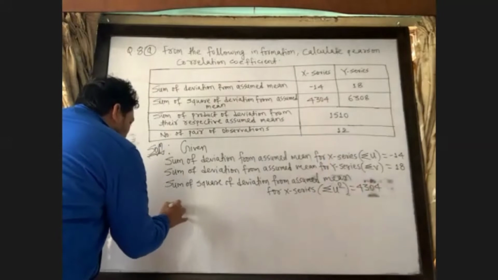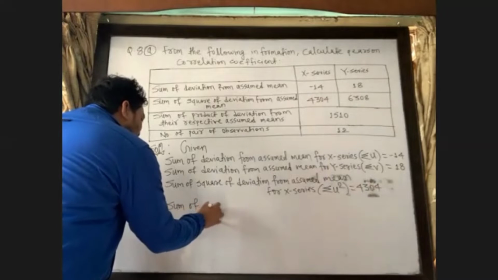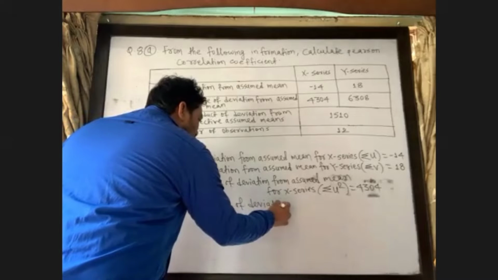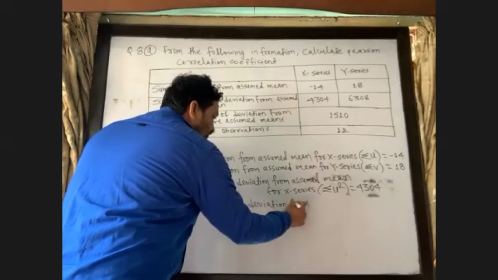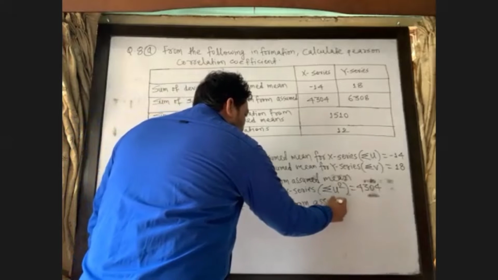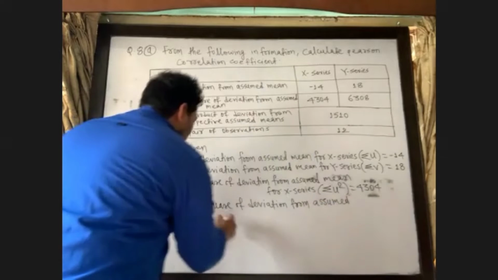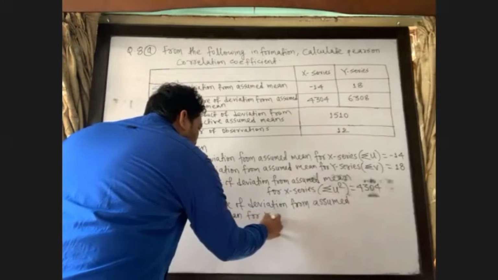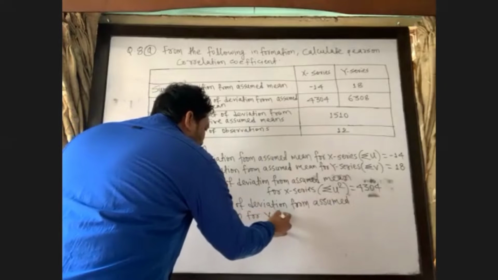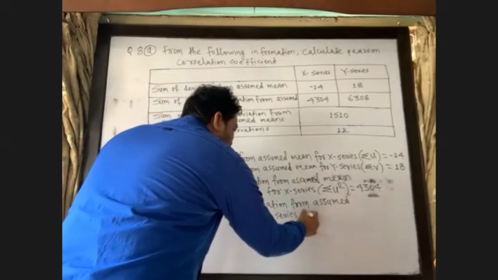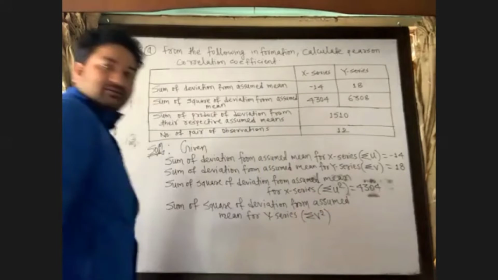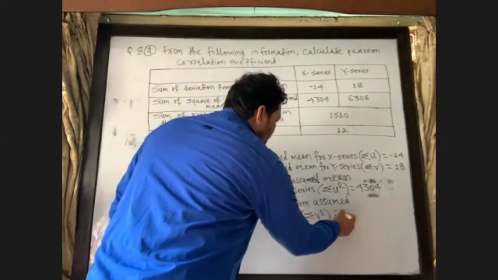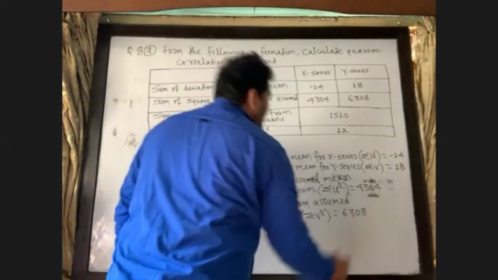Similarly, sum of square of deviation from assumed mean for Y series is also given, that is summation v square. Summation v square is given here as 6308.